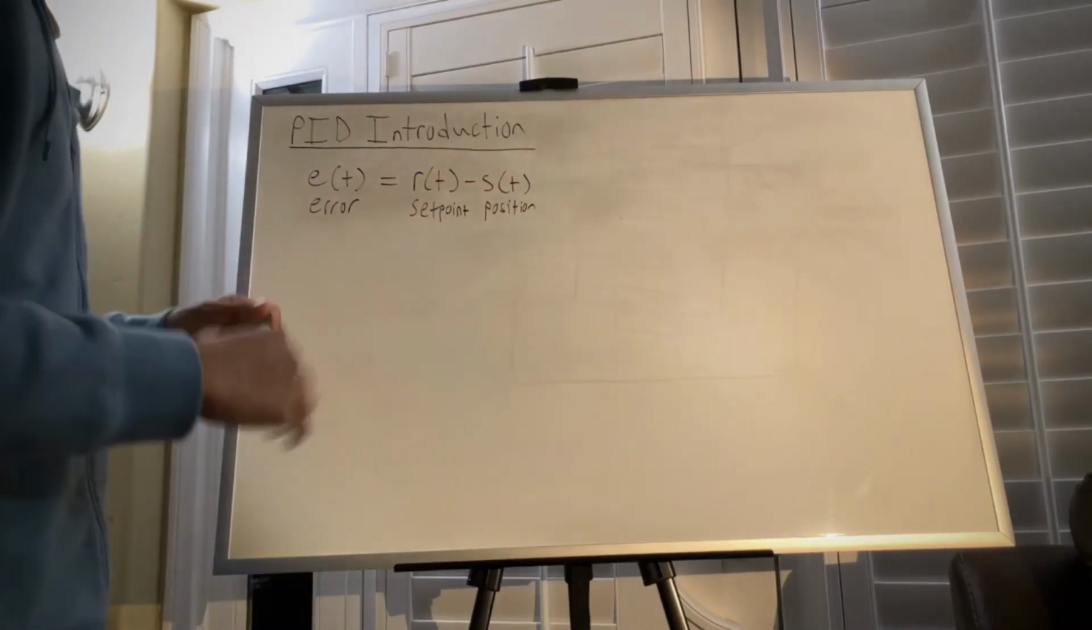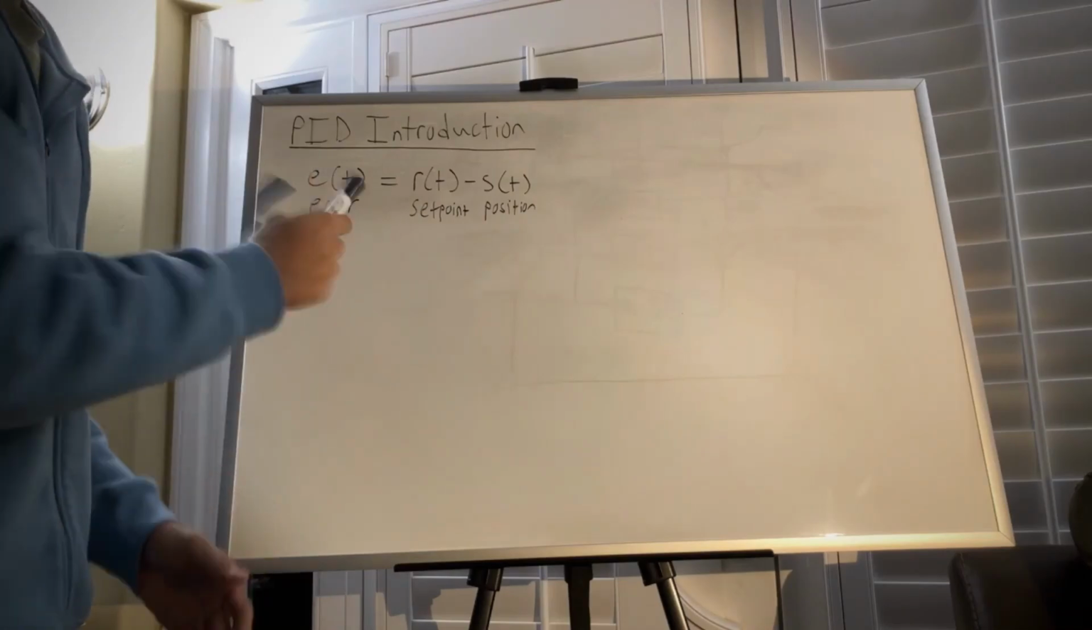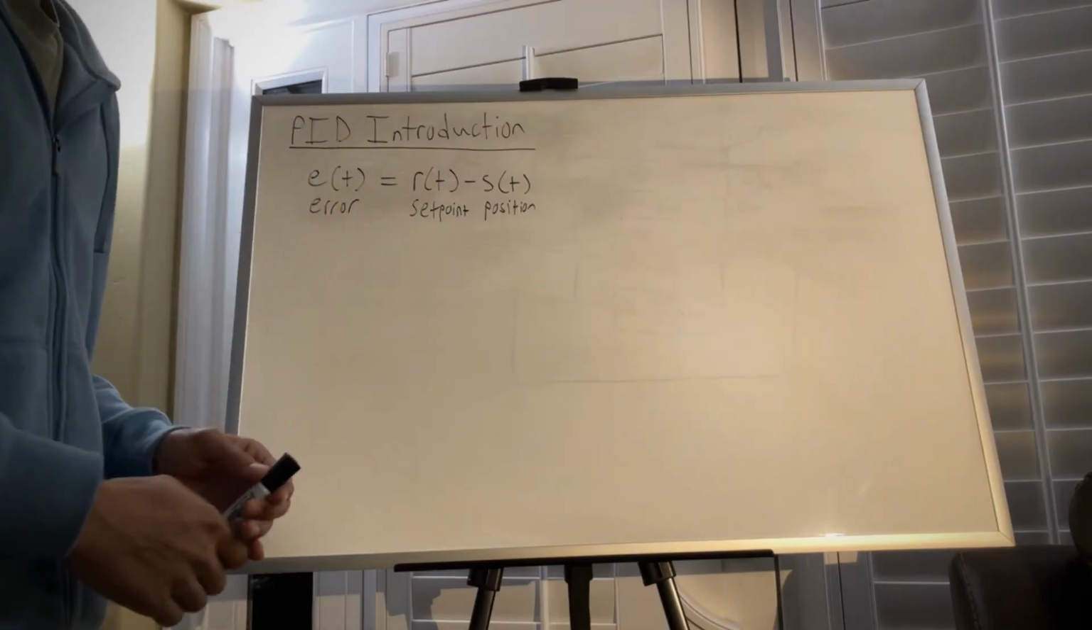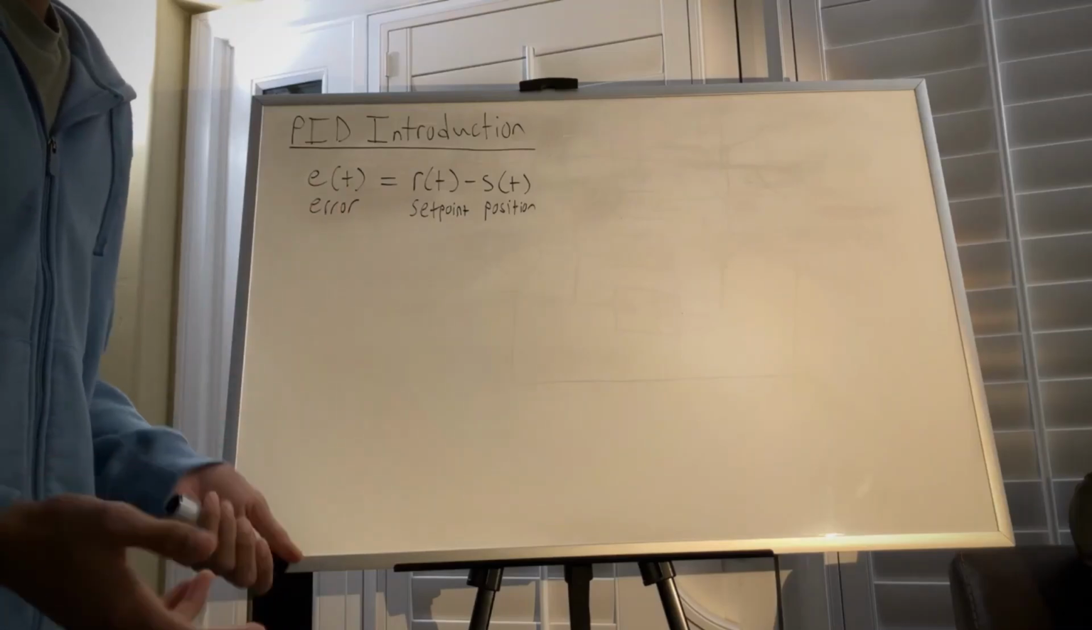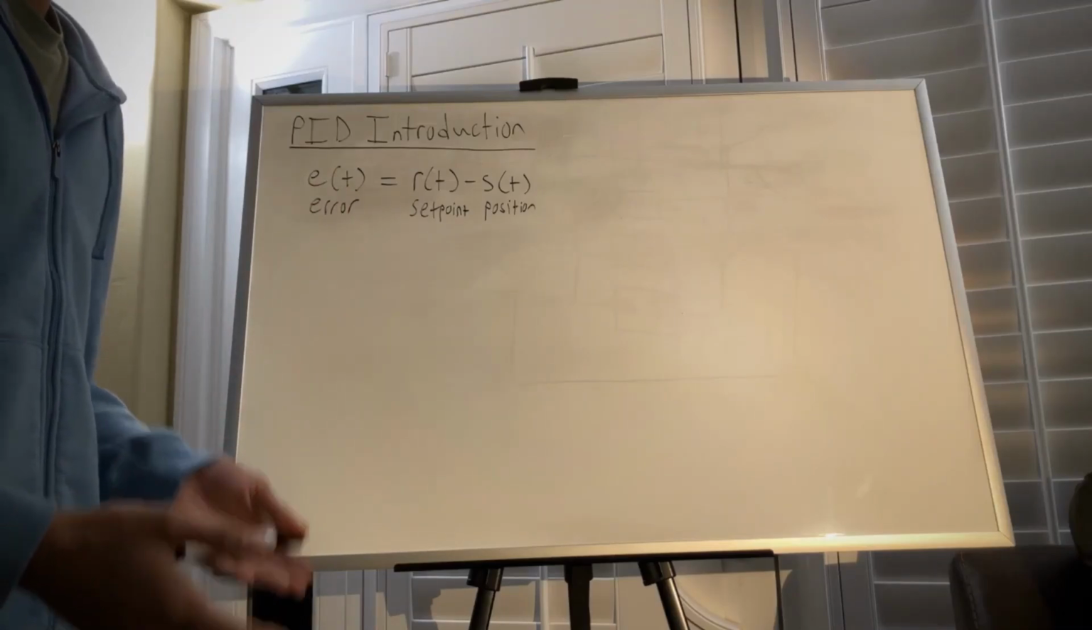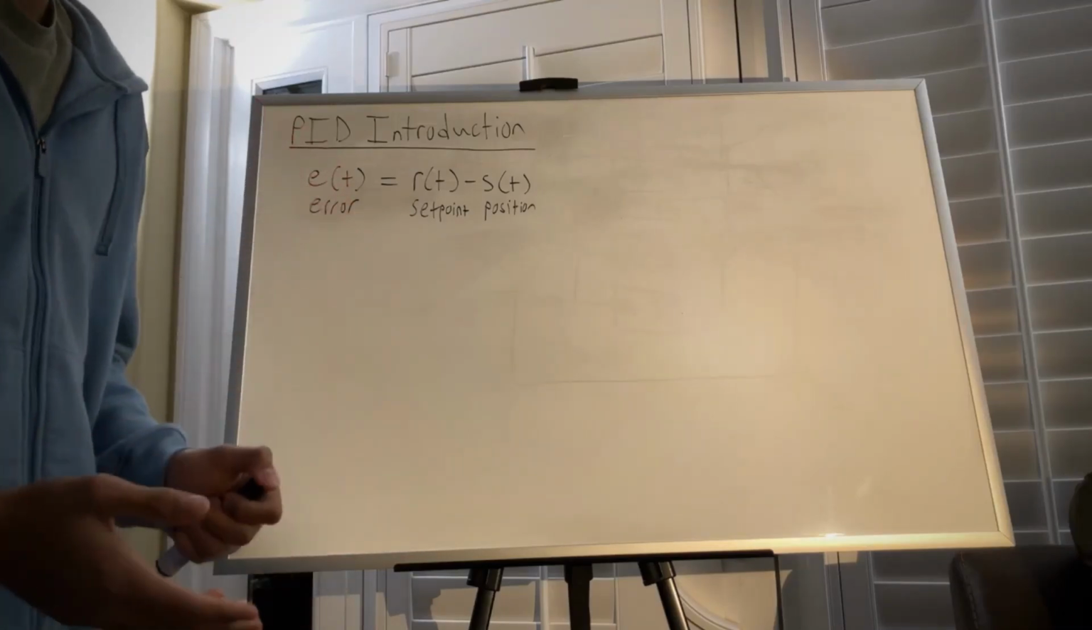So this is going to be very important throughout this video because I'm going to be using this definition of error to basically break down the different parts of the PID controller and how the basic math and essentially how the PID controller can actually reduce error in a system.